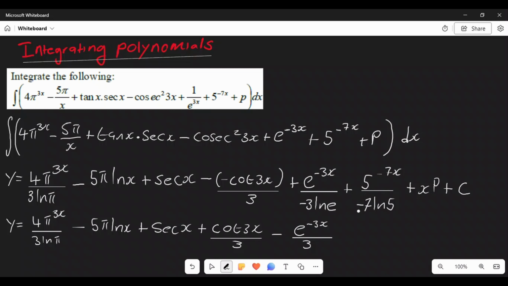Right, so we come to this one. As you can see also here, we are dividing by a negative, so this is going to be negative. So we write the numerator there, which is 5 to the power of negative 7x, divided by 7 natural log 5. Then the last one you just write is x multiplied by p, plus c.